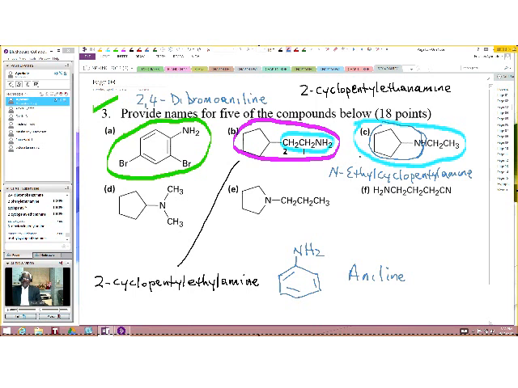You could also name this as N-ethyl cyclopentane. Then remove the E ending, then you add amine, cyclopentanamine. Okay? So that is also possible. Okay, this one is this one here. Okay, so let me erase this to give ourselves some space.